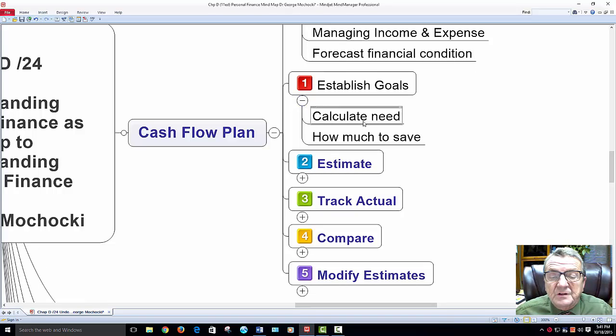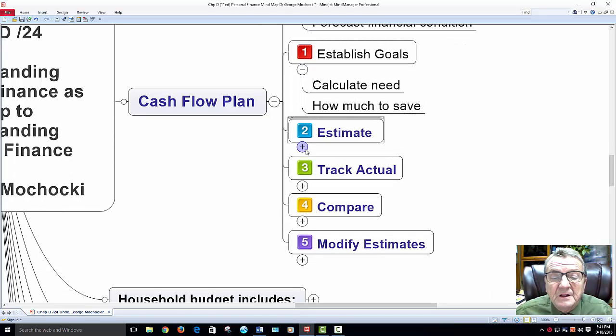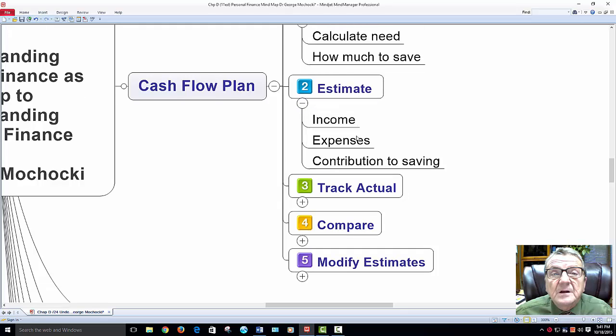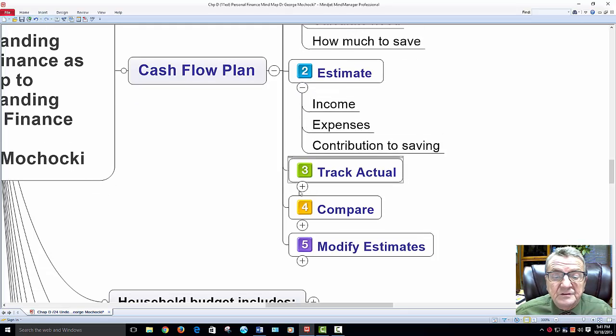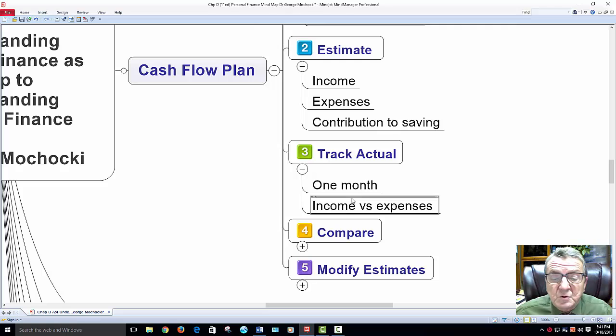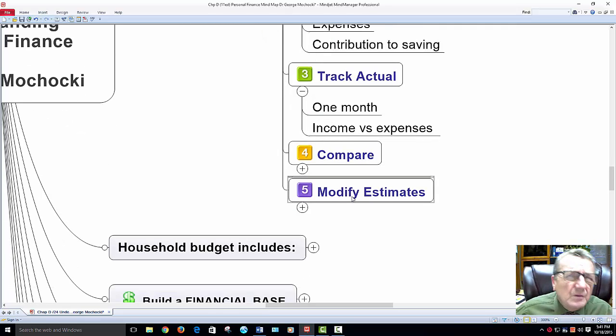Okay? So establish goals, calculate your need, how much you want to save. Estimate your income and your expenses, contribute to savings. Track the actual one-month income versus expenses. Sometimes you may have some adjustments. Your car breaks down or something happens, tuition went up or something. Hopefully not.